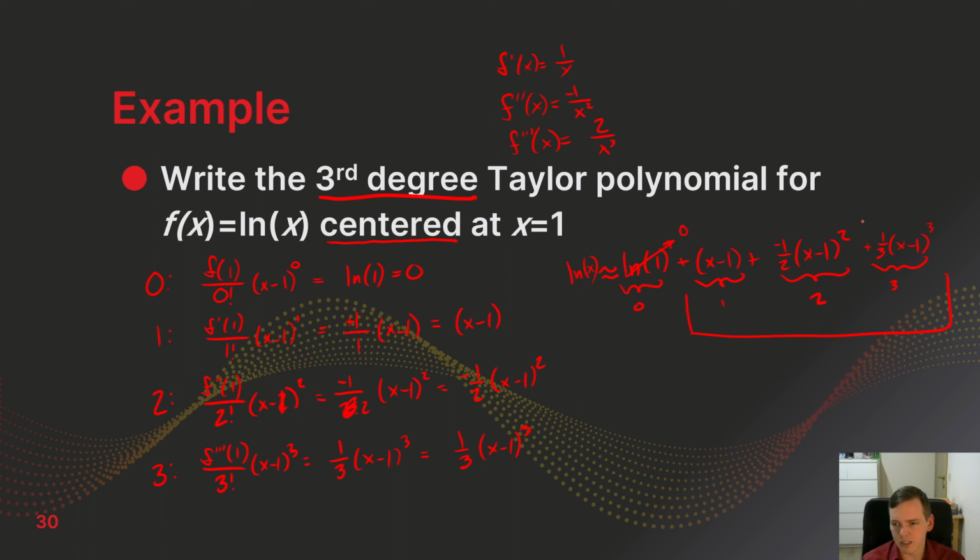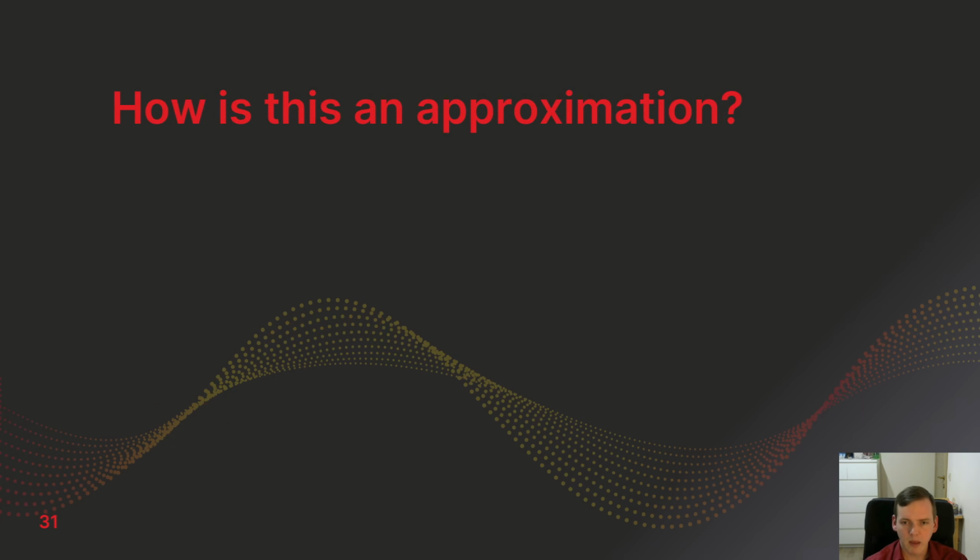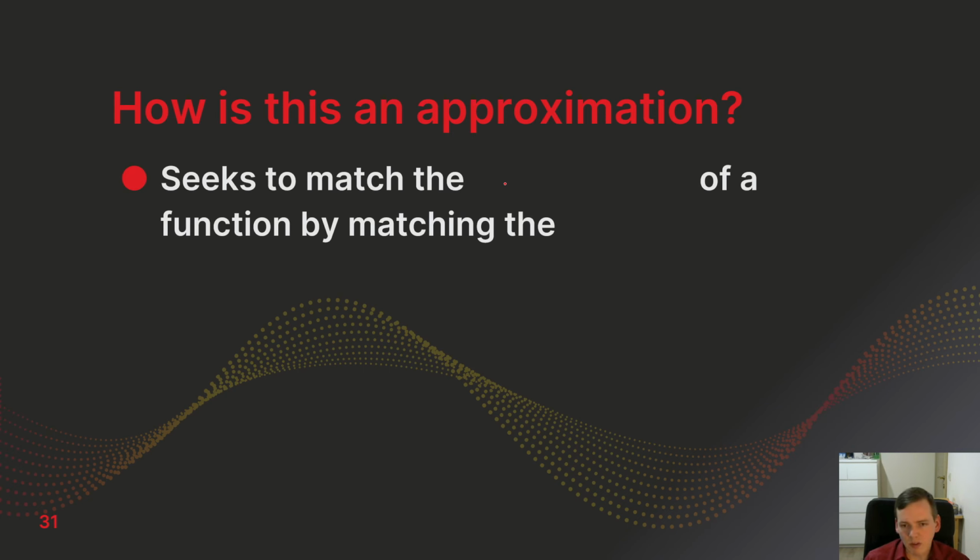If you plot all this out, you'll see that you get something that starts to look like a natural log. If you continued this pattern and wrote more and more terms, you'd see something that looks closer and closer to ln of x. So then the question is, how is this an approximation? So this seeks to match the curvature behavior of a function by matching the derivatives.